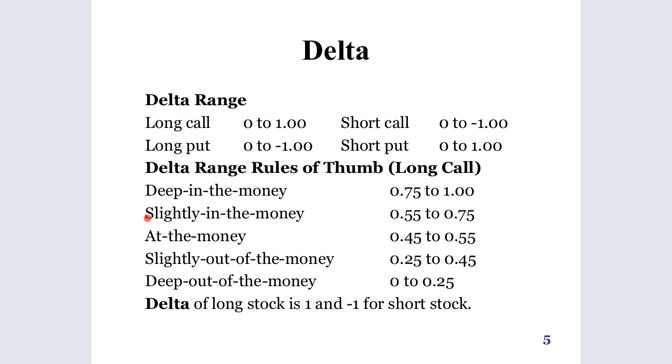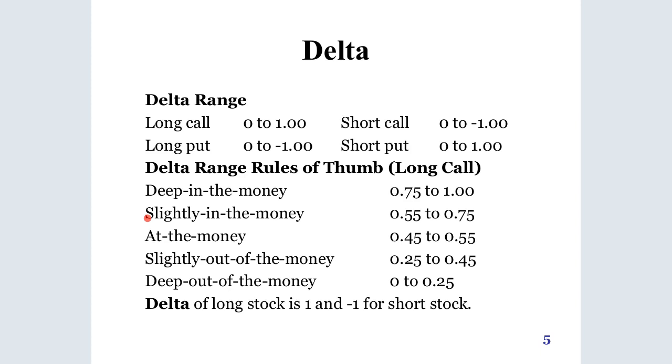So if you look at it, this is kind of the rule of thumb that comes in. For a long call, delta can be between 0 and 1. For a short call, between 0 and -1. For a long put, delta is between 0 and -1. For a short put, between 0 and 1.